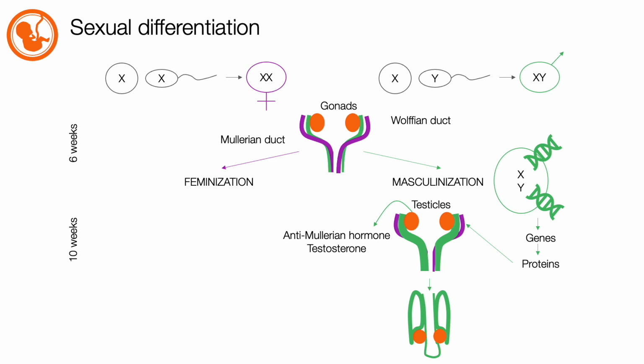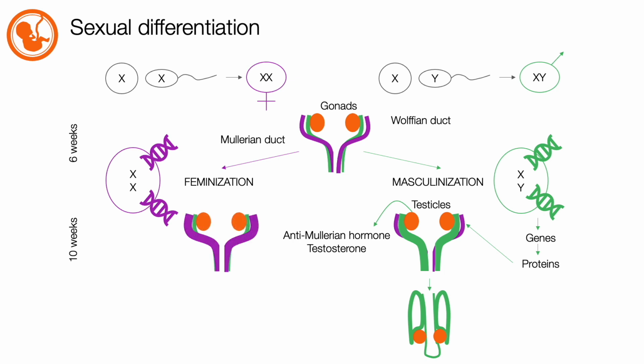Feminization is produced by the absence of the Y chromosome and of the proteins encoded on this chromosome. In the absence of these proteins, the gonads do not mature into testicles but into ovaries. In the absence of testosterone production, the Wolffian duct atrophies, and in the absence of anti-Mullerian hormone production, the Mullerian duct can mature and end up differentiating into the female reproductive system.